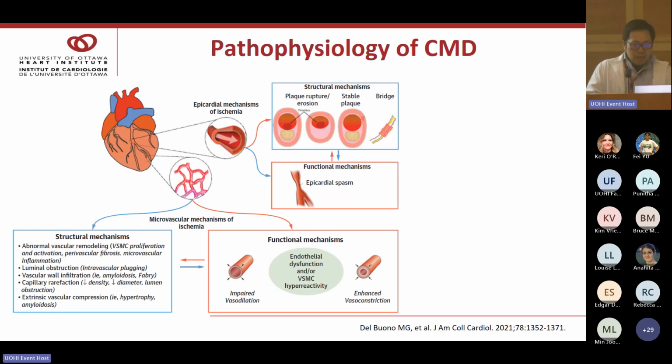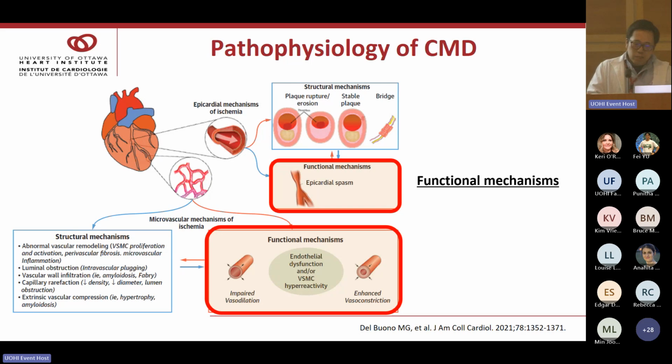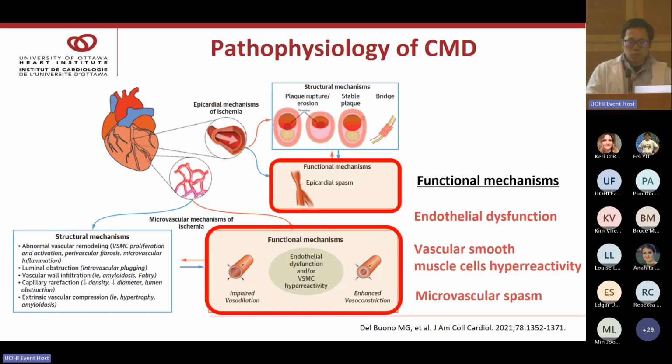This is a diagram showing the multiple mechanisms behind CMD. Simply put, functional changes, structural changes, or a combination of both. The functional mechanisms include impaired vasodilation and or increased vasoconstriction. Impaired vasodilation is associated with endothelial dysfunction, which involves reduced production or increased breakdown of nitric oxide and other relaxing factors released by endothelium.